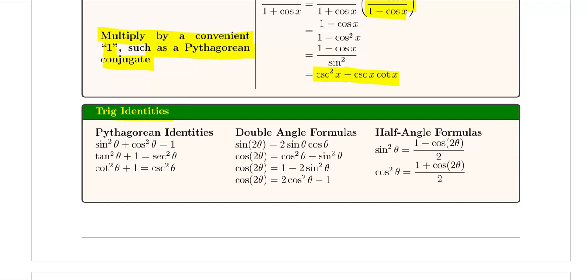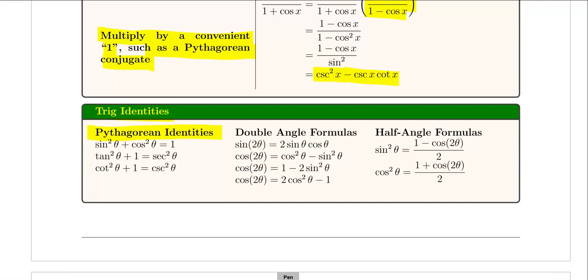Now the first one here is the Pythagorean identities. Really the only one that you need to remember is just the Pythagorean identity: sine squared of theta plus cosine squared of theta is equal to 1. The other two here, you can easily get them by taking the original Pythagorean identity and either dividing by a cosine squared or a sine squared.